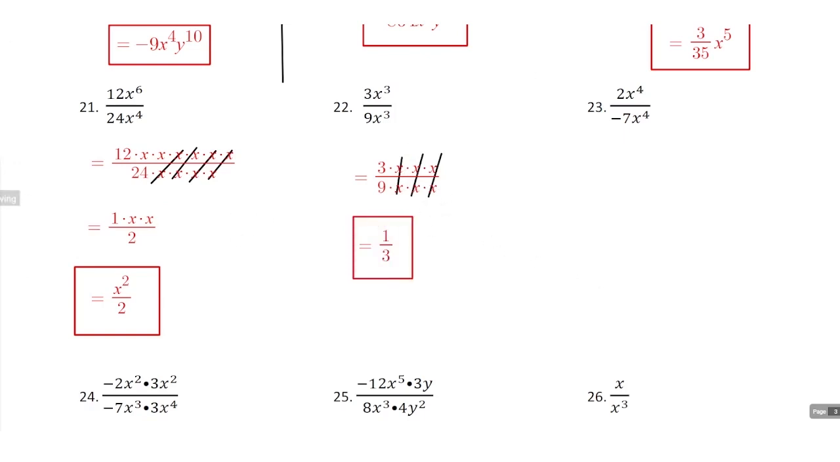Number 23 is going to work out very similarly here. 2 times, and then we got 4 x's over negative 7 times 4 x's. And all 4 of these pairs will reduce just like with 22. The only difference on this one is that 2 over 7 cannot be reduced. So our final answer here is negative 2/7.